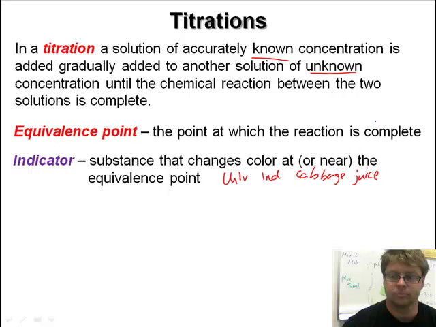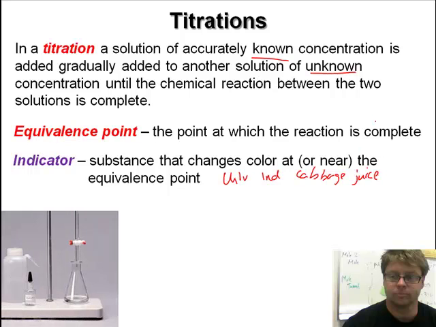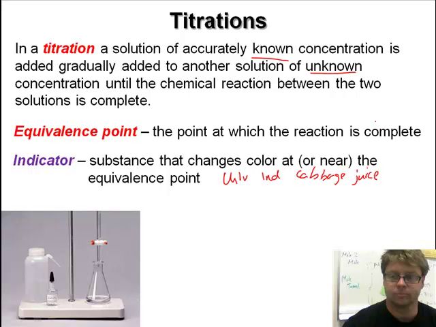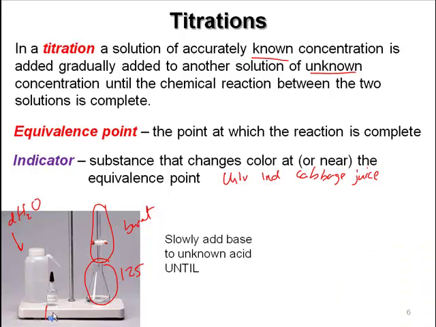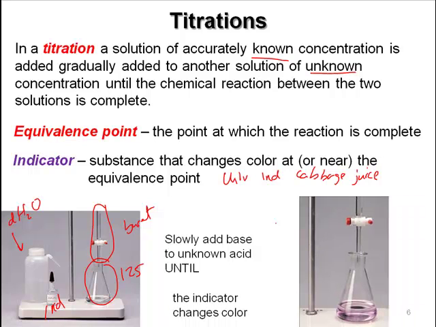We're going to be using an indicator called phenolphthalein in this lab. So here you can see a titration setup. Here is our beaker. We're going to be using a 125 milliliter beaker here. And this object here that's long, this is called the buret. You also need a distilled water wash bottle. And this here is the indicator. So you want to slowly add base to the unknown acid until the indicator changes color.